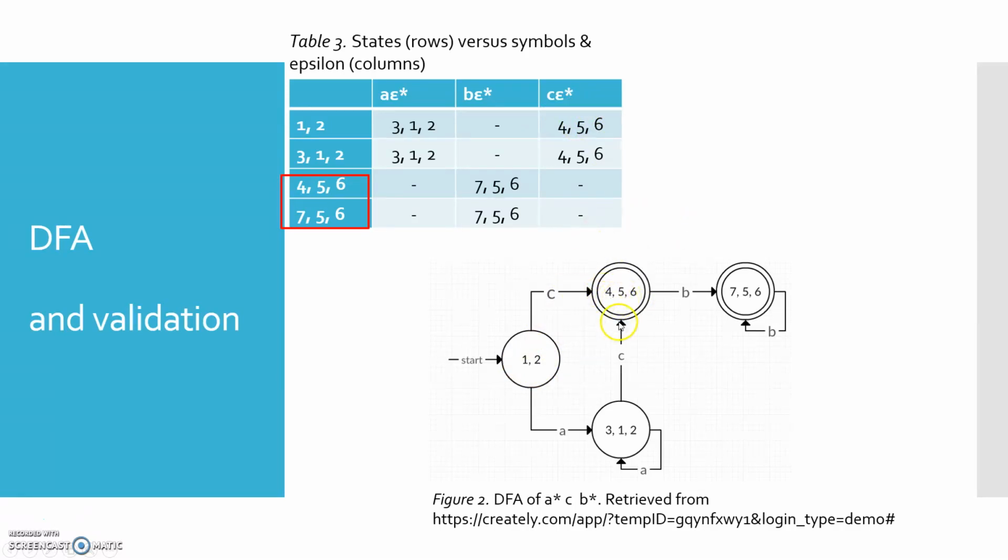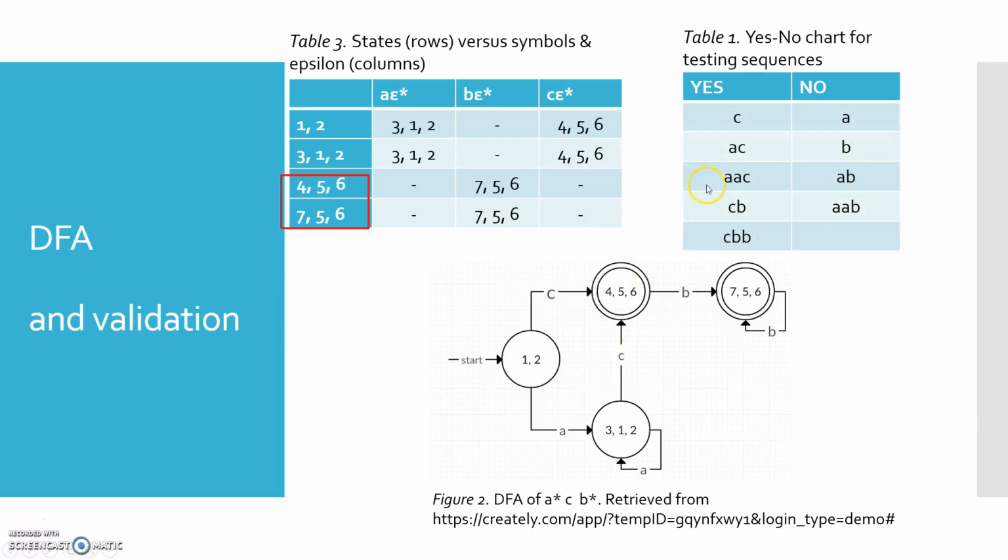And now you can test that this works with your yes/no chart. So if you put in a C at your start state, you get to the accepted state. If you put in A, you get over here, and a C, you get over here. It's accepted. And if you have repeated A's, it loops here before you get to your final C, accepted. And also if you have a C and a B, it goes a C over here, then B over here, which is your second accepted state. And you can have as many B's after as you'd like.